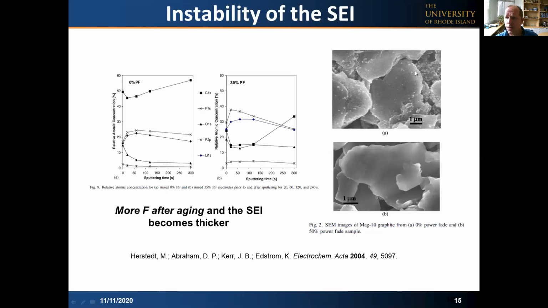At the same time, you can see very nice, crisp, clean edges of your graphite by SEM after the initial cycling, but after all of the aging and power fading, you can see very, very thick surface films on the graphite. And so it was generally known when we started this study that first, the SEI gets very much thicker upon aging of cells. And at the same point, the composition of the SEI changes from something that's predominantly organic to something that's predominantly inorganic.